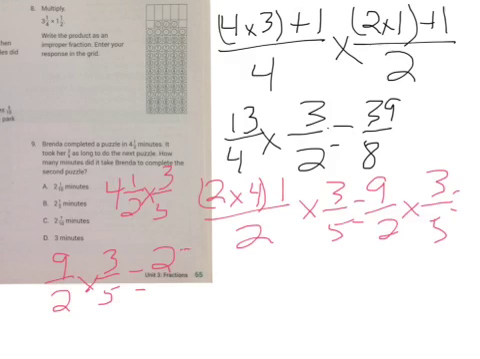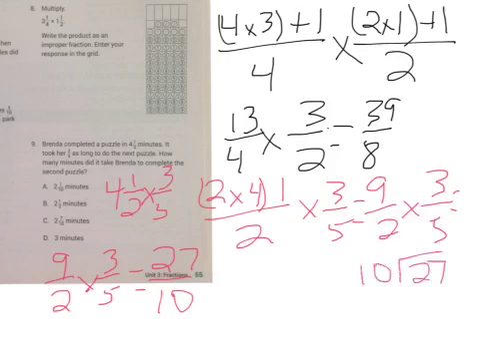So 9 times 3 is 27. So we're going to write 27. And then 2 times 5 is 10. So we're going to have 27 over 10. So then we know we're going to divide. So let's go ahead and divide 27 by 10.